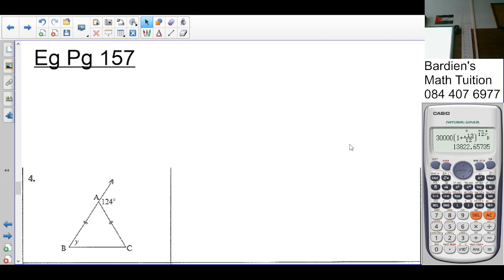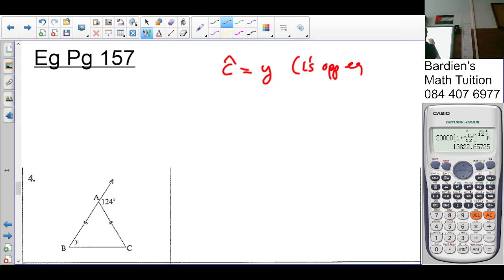Right. So what do we say? But people, there's now a letter on this vertex here. So I can say angle C. So I first say angle C is equal to y. Reason? Angles opposite equal sides. Can you see that, people? So there's a y there.